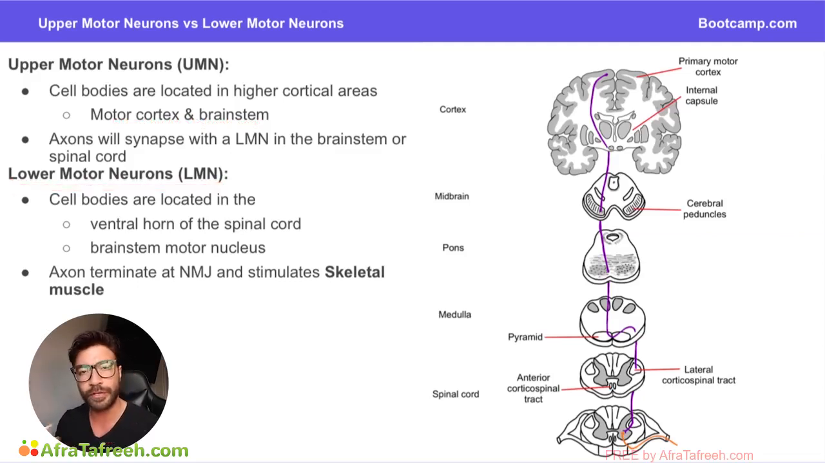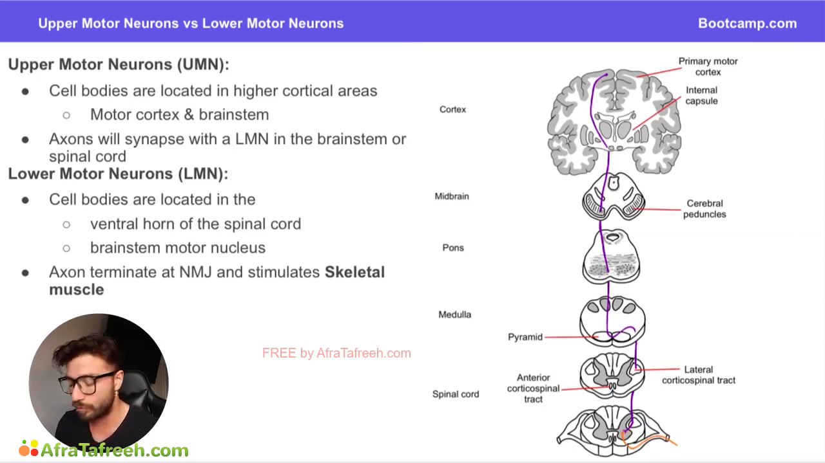So our lower motor neurons, as the name suggests, are going to be found lower in the central nervous system. And these are going to be found at the level of the spinal cord for which that neuron is innervating that particular muscle. So you can see we have this orange neuron here in the ventral horn of the spinal cord at a specific level. Let's call this one the cervical level.